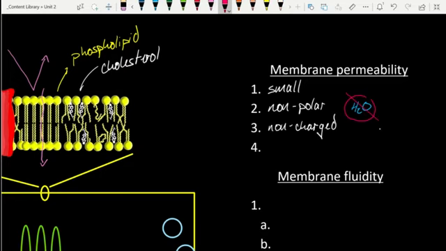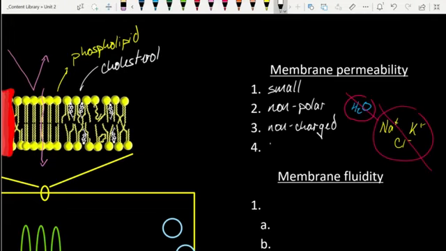Non-charged. That means ions, things like sodium or potassium or chloride, are also on the do not enter list. And this is going to be important in this unit, especially as we set up resting membrane potential, and as we watch how action potentials function. So we need to understand those don't easily pass through the membrane. They need help, and we'll talk about that in the next video.